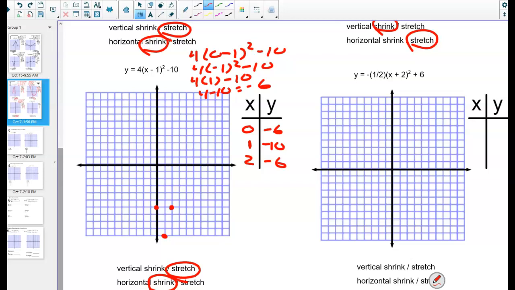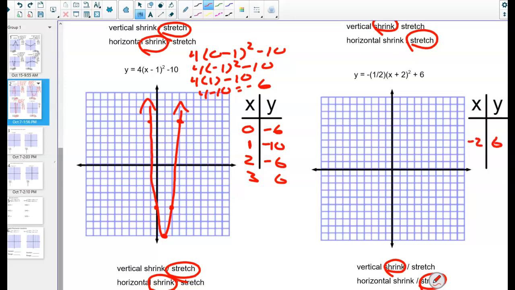If you need an extra point, plug 3 in. 3 minus 1 is 2, 2 squared is 4, 4 times 4 is 16, minus 10 is 6. So 3, 6 is right here. So then on this side it would be negative 1, 6. And that'll help you keep a U. But that's what that graph should look like, a very skinny graph. Vertical stretch, horizontal shrink. Here, we get the negative 1/2 in front, so that's vertical shrink, horizontal stretch.